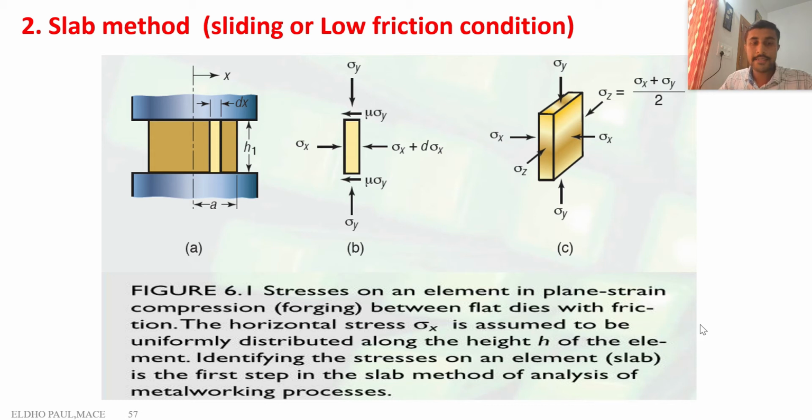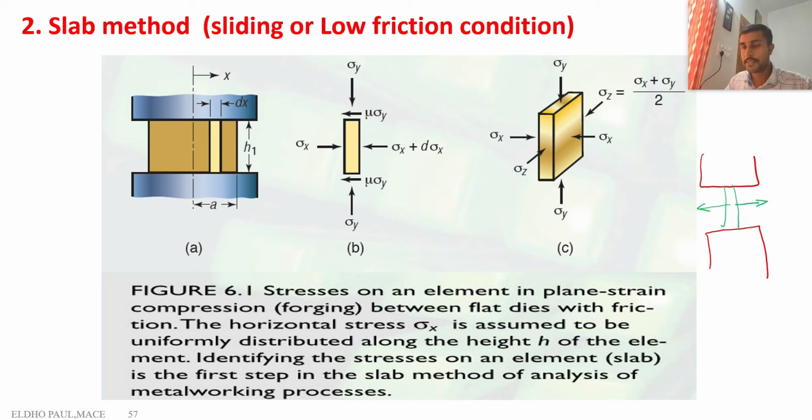The next case is the slab method for sliding or low friction conditions, that means between the die and the workpiece. So these are two dies, and in between I have a workpiece. When I reduce the height of the workpiece during the upsetting process, there will be some lateral or outward expansion, or outward flow of material. Then only the diameter can increase.